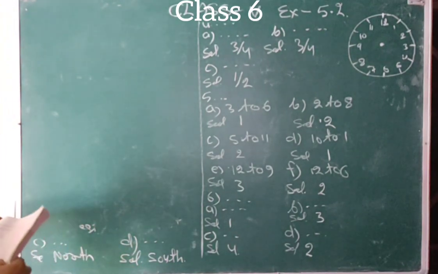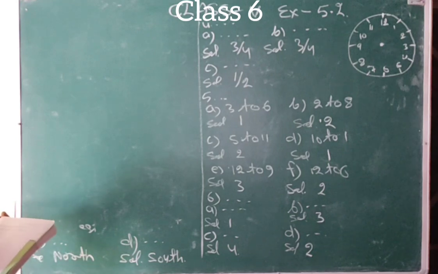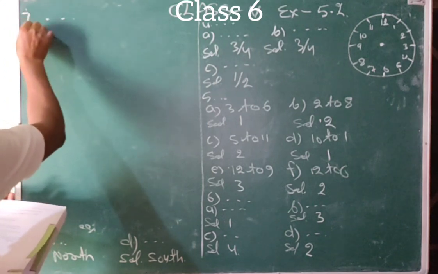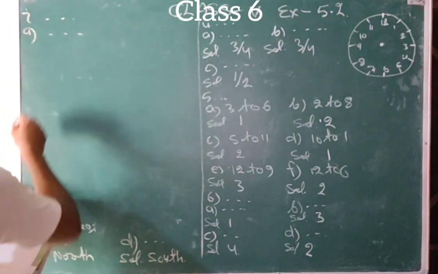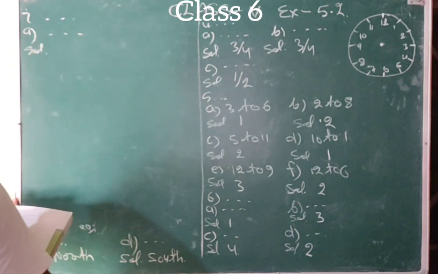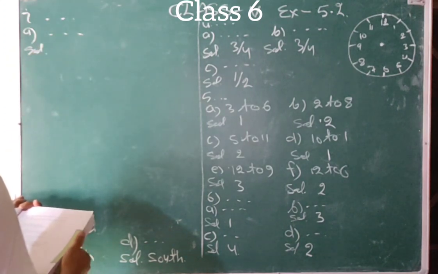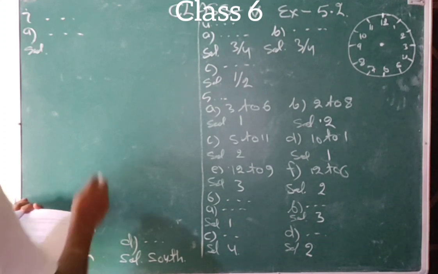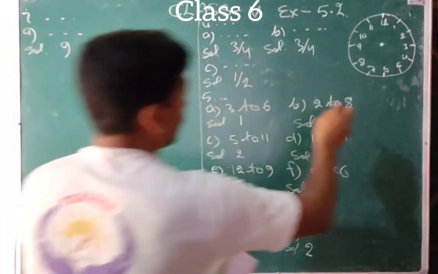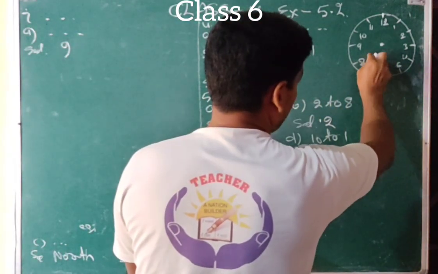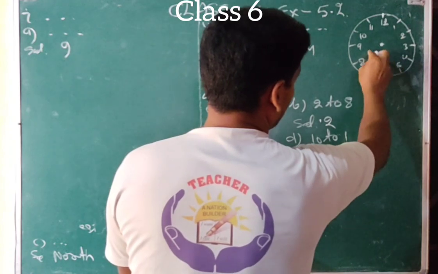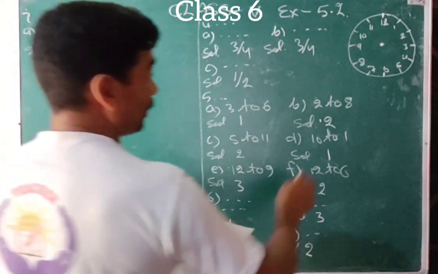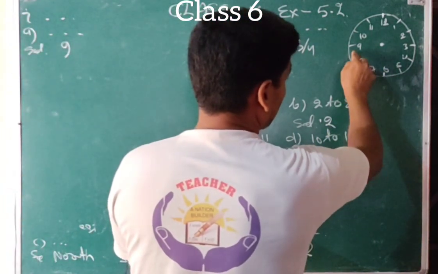And then the last question: where will the hour hand of a clock stop if it starts from 6 and turns through 1 right angle? A part, that will stop on 9. It starts from 6 and 1 right angle, it means 1, 2, 3, that distance makes a right angle.